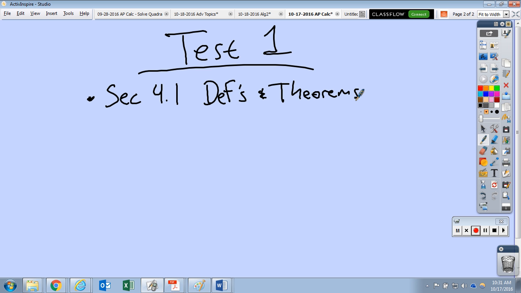The next theorem, theorem 2, local extreme values. If a function f has a local maximum value or a local minimum value at an interior point c of its domain, and if f prime exists at c, then blank. What's that? f prime of c equals 0.